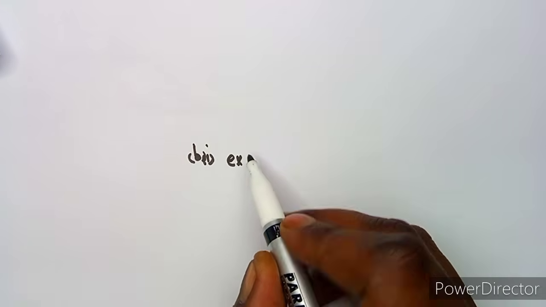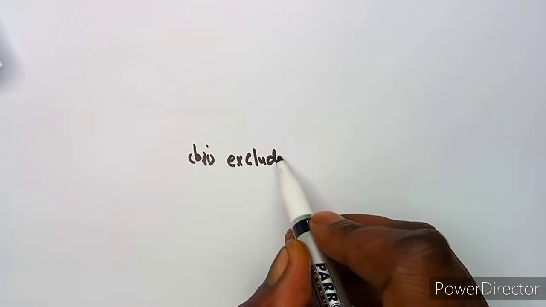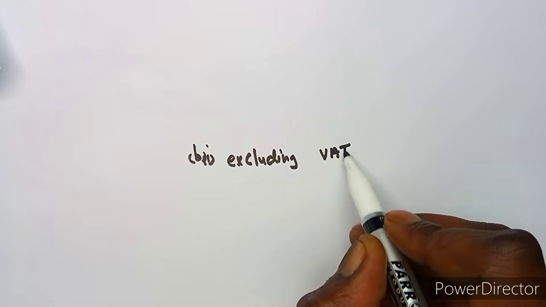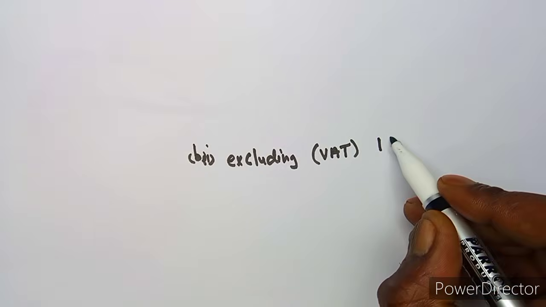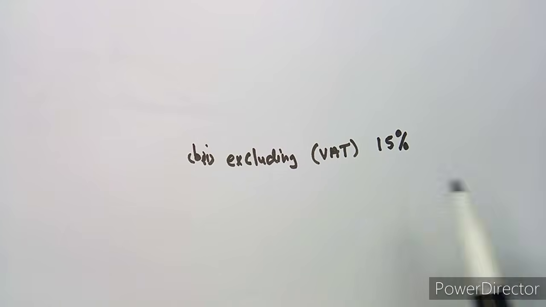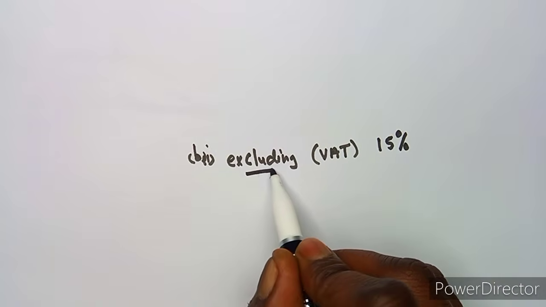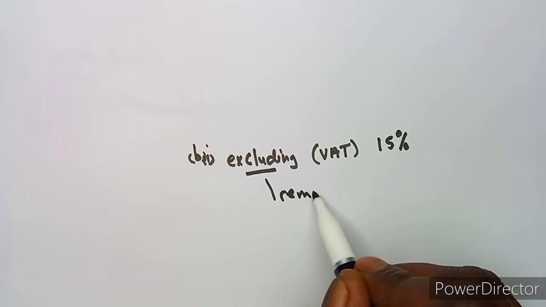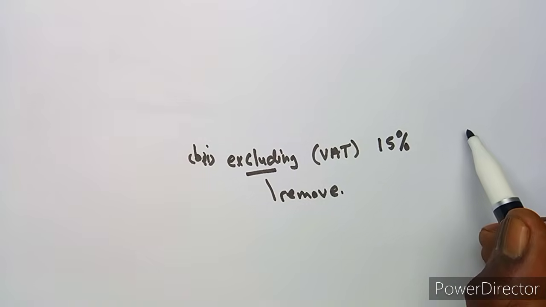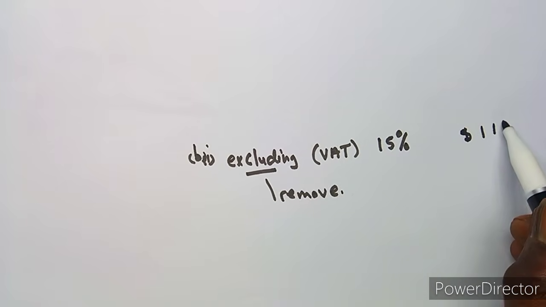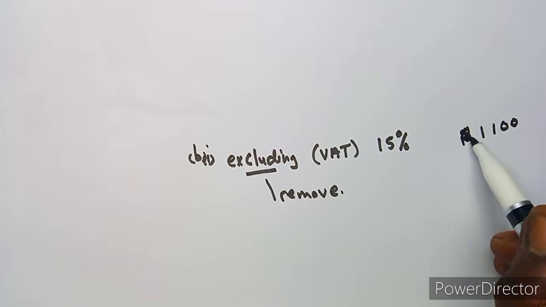So if we are excluding VAT, which is the value added tax of how many percent? Of 15%. We are given a value added tax of 15%. Now they are saying exclude. From your English, guys, this is to remove the value added tax. Like when you buy your t-shirt or your nice sneakers, they are going to have a value added tax. The sneaker itself will be costing you 1,100 rand in this case.